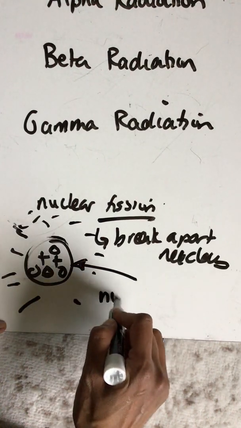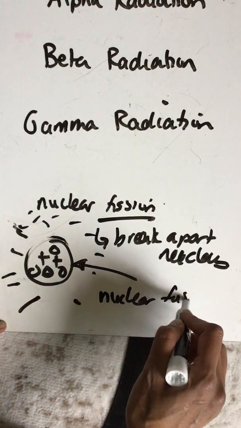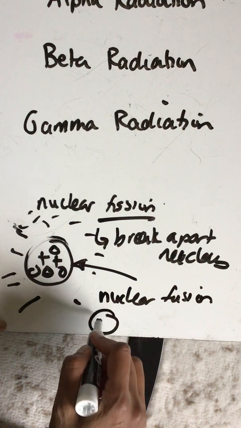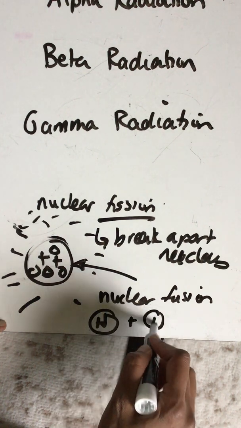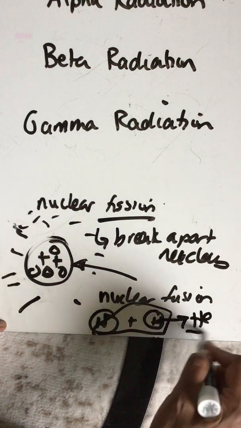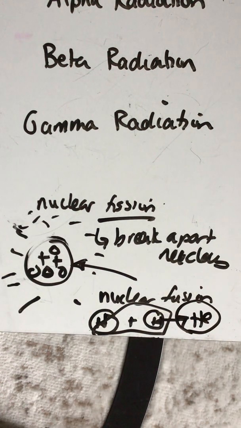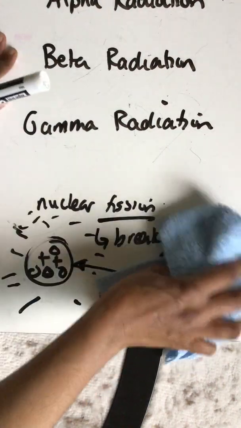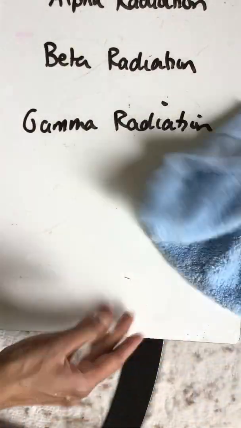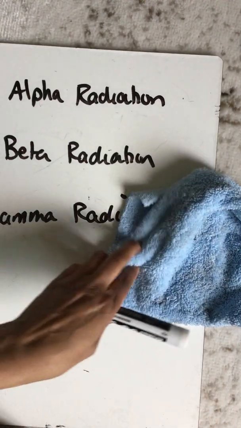Nuclear fusion is what we learned happens in stars. Nuclear fusion is when you have one nucleus, like a hydrogen, plus another hydrogen nucleus, and they fuse together to create something bigger like helium. That's a nuclear fusion reaction. Fusion reactions produce the most energy. These reactions in stars produce the most energy. And whenever you have a fission or fusion reaction occurring, you produce 3 types of radiation: alpha, beta, and gamma radiation.